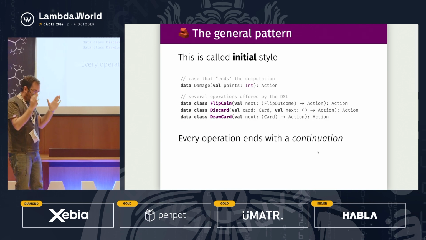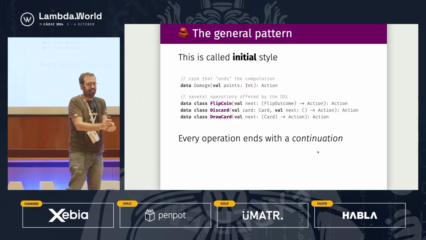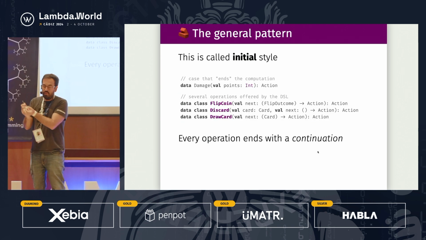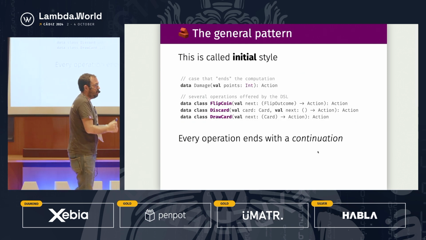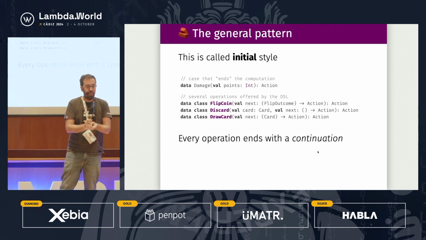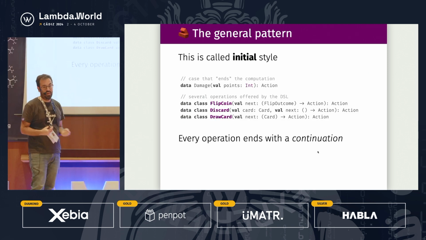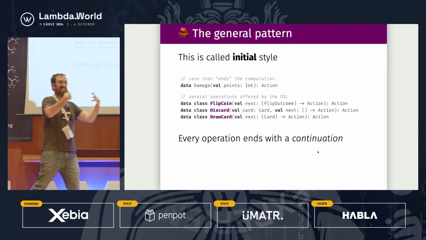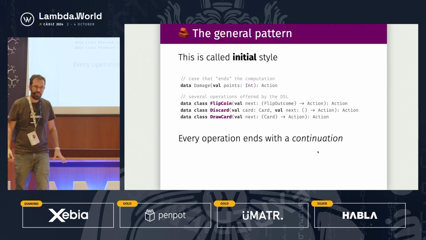Anyway, what I really wanted to focus on here, and that's where continuations enter the game, is that all these operations like flipping coins, discarding cards, drawing cards, always end up with this final next field, which says what to do next. And that's actually like how to continue with the program. That's what we will call the continuation.